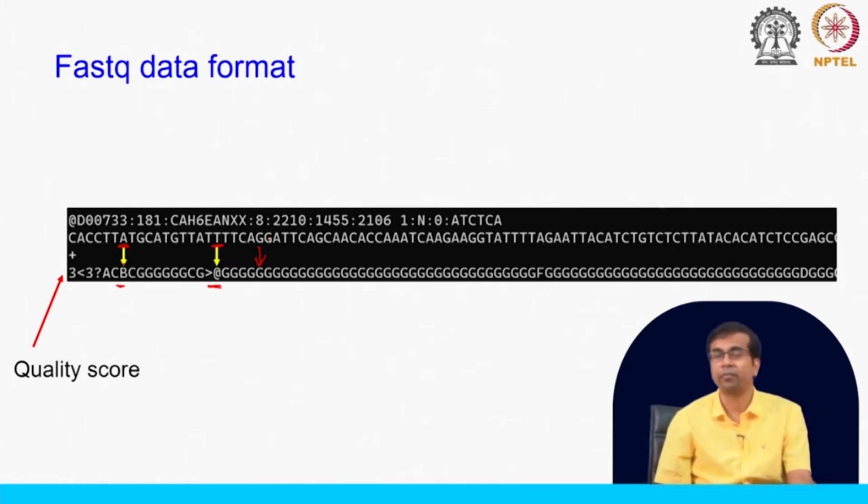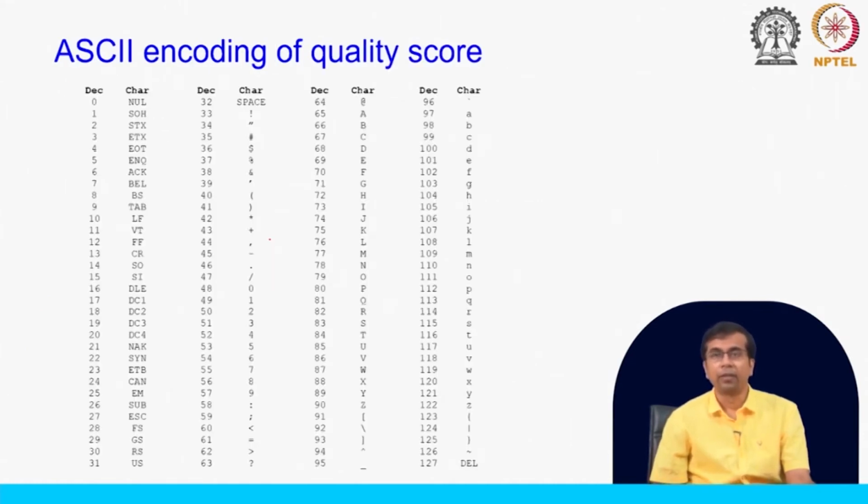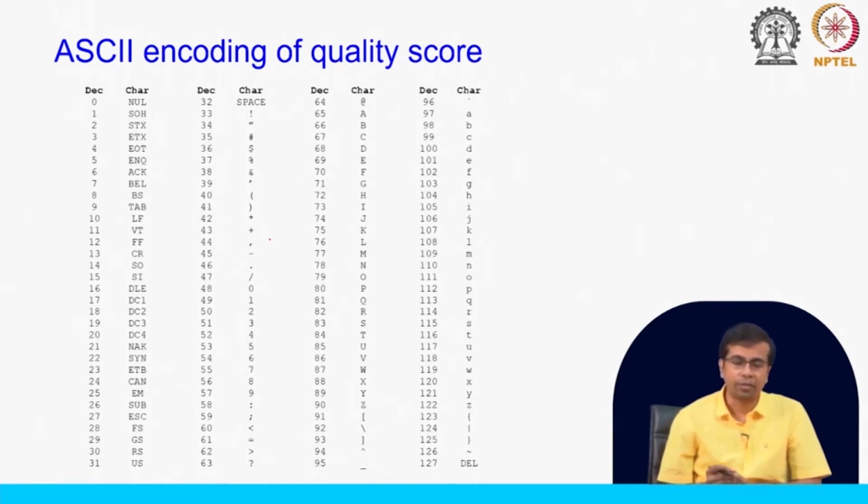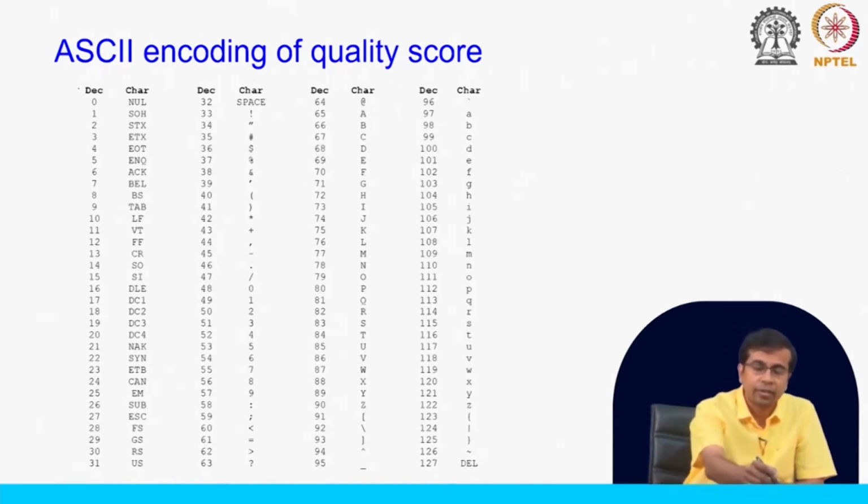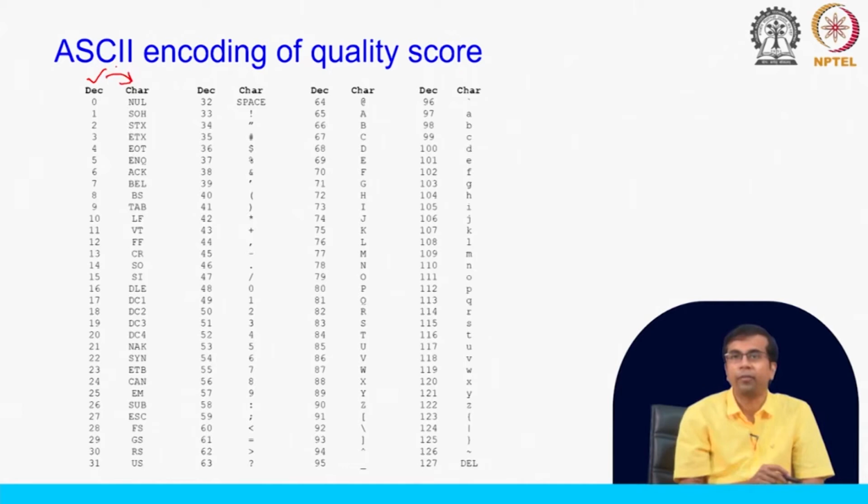Can we extract this information and correlate this with the probability of error that we have discussed in the last class, right? So, probability of error and the accuracy calculation, can we do that from this? So, it turns out these quality scores are ASCII encoded. Okay. So, what is this ASCII encoding? So, the numbers in this column are represented by some sort of symbols or letters. Okay. This is the encoding that we use.